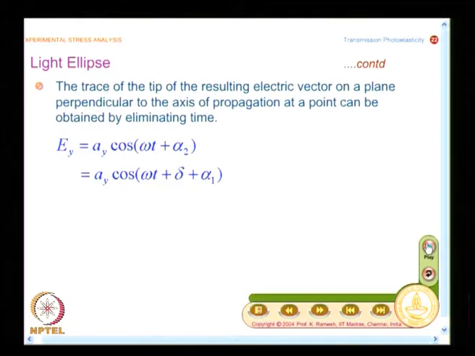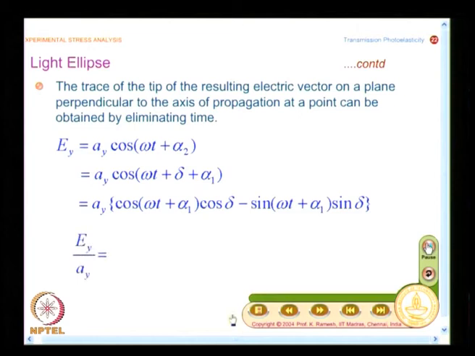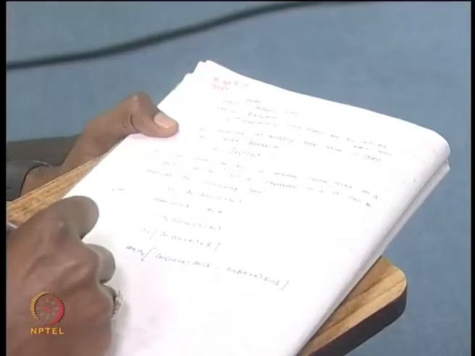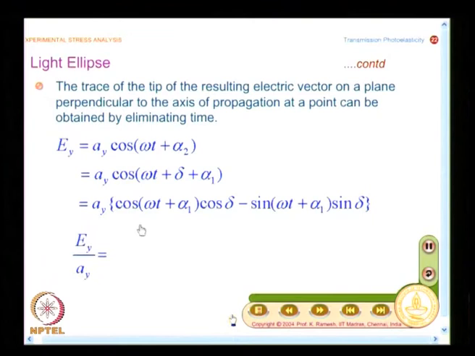So, cos A plus B you will get as cos A cos B minus sin A sin B. When I do that, I get this expression. So, what I have is A y cos omega t plus alpha 1 into cos delta minus sin omega t plus alpha 1 into sin delta, and this I could replace in terms of E x, as well as this also I could replace in terms of capital E x.